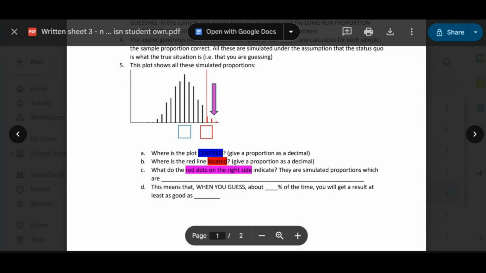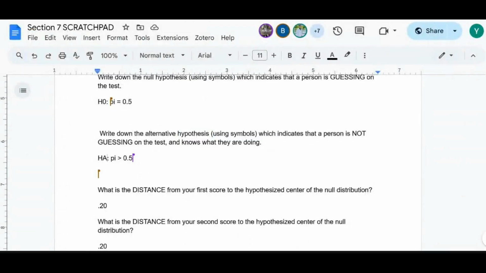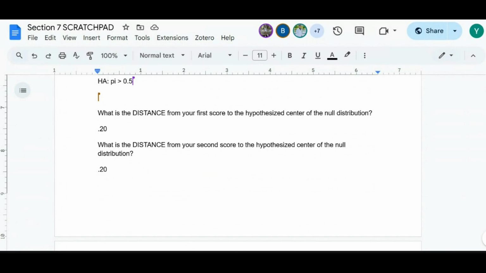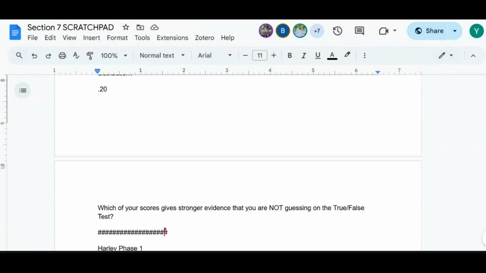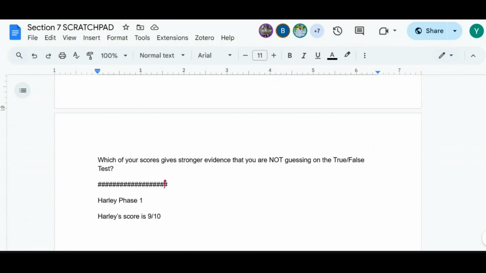Notice something? Are both the distances the same? Whether your score is 70 out of 100 or 7 out of 10? It is the same. So, as my last thing for today, which of your scores gives stronger evidence?